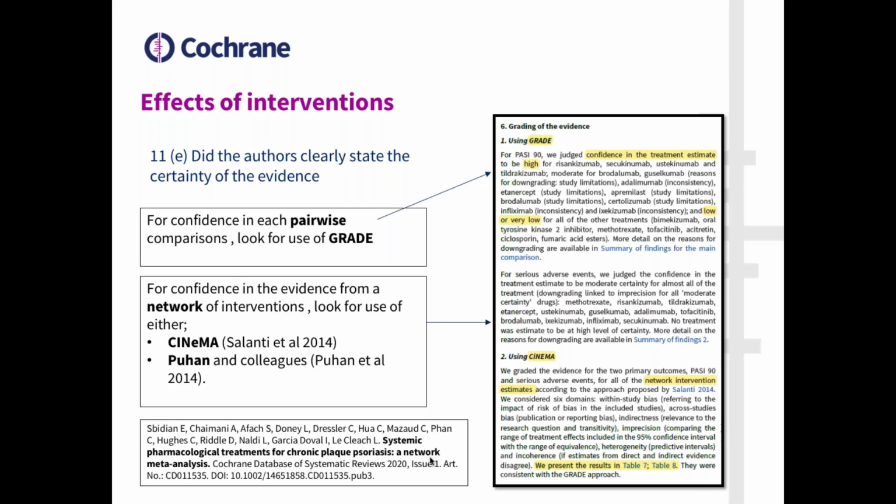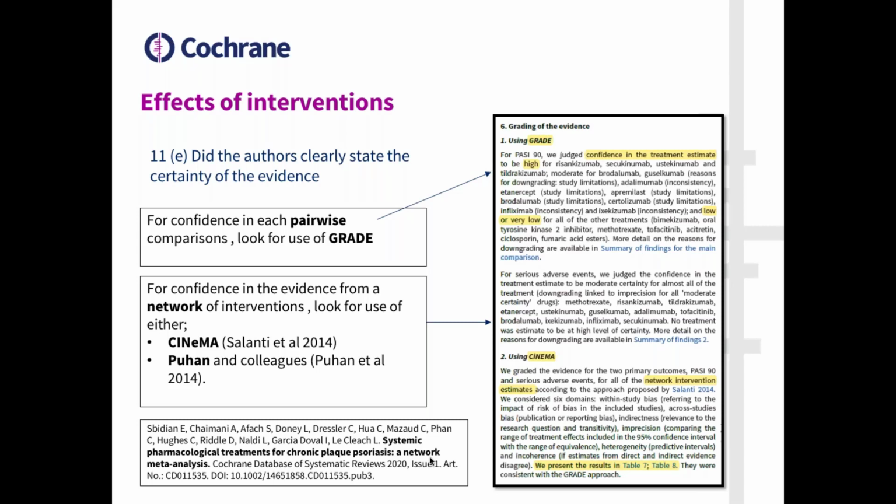So again, previous webinars have gone into assessing the certainty of evidence in a lot more detail. From an editorial point of view, all we want to know is, has the pairwise comparison certainty been assessed as well as the certainty of the network? And was the certainty of the network assessed using either CINeMA or Pewhen? So the absence of either CINeMA or Pewhen, for example, would be a red flag.